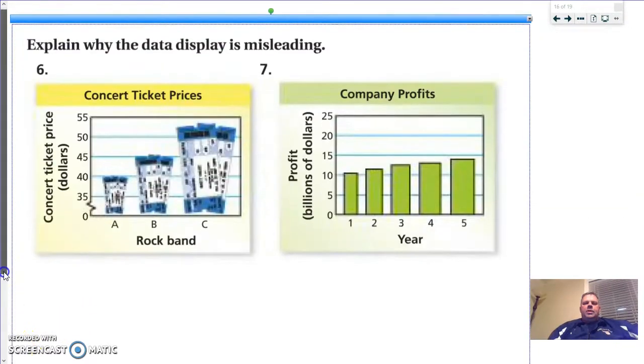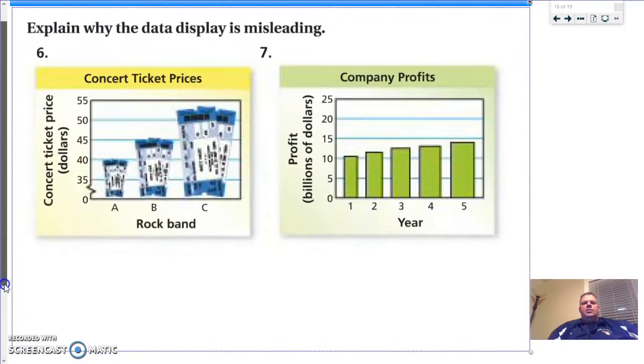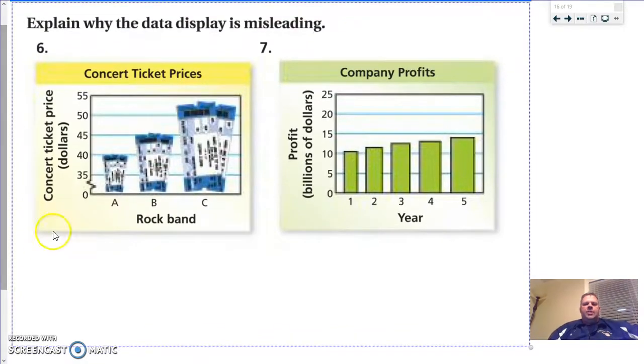In our last couple problems, why is the data misleading in the concert ticket prices? Again, you can see the broken graph right here. It looks like these are almost double. This one's actually double the size of this first one, and it's not. So if it was double 40, it should be at 80, and you can see it's about 53. So because of that broken graph, it is a little bit misleading.